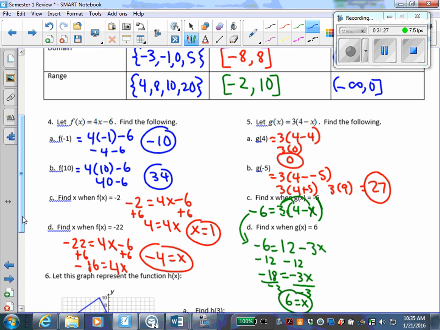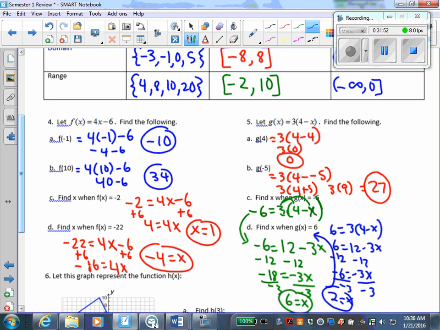Part D, find x when g of x equals 6. So I'm going to say 6 equals 3 times 4 minus x. Distribute the 3, I get 6 equals 12 minus 3x. Minus 12, I get negative 6 equals negative 3x. Divide by negative 3, I get 2 equals x for part D.